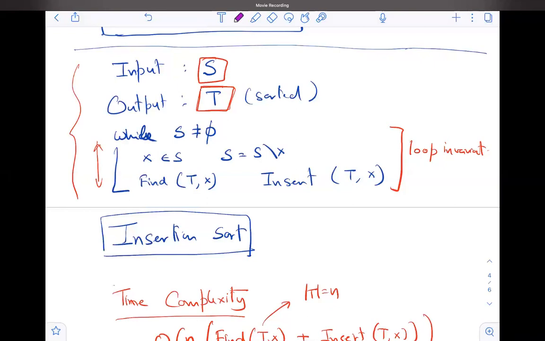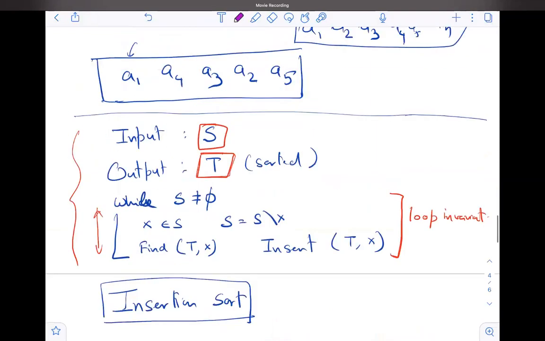Sir, I couldn't get how insertion took order of n, because I was thinking binary search will help reduce the searching to log n. Yes, binary search helps to search in log n, but how do you insert in log n?